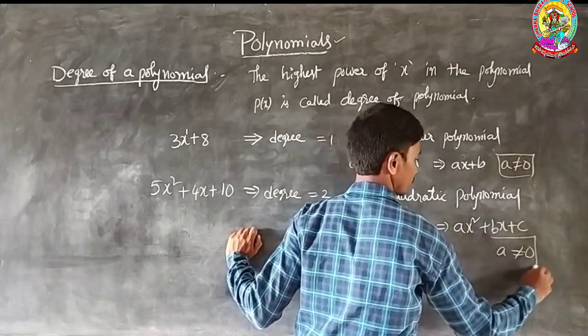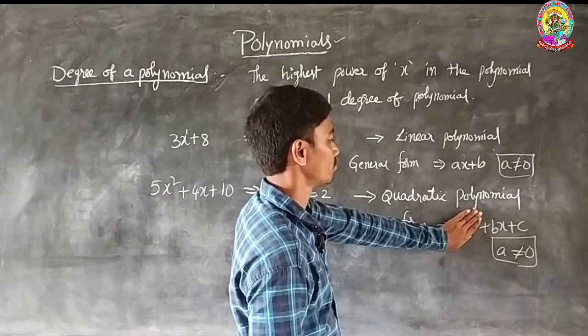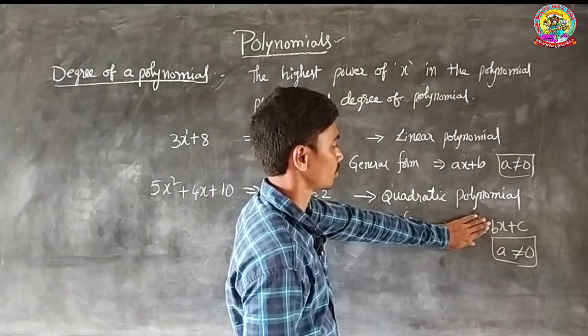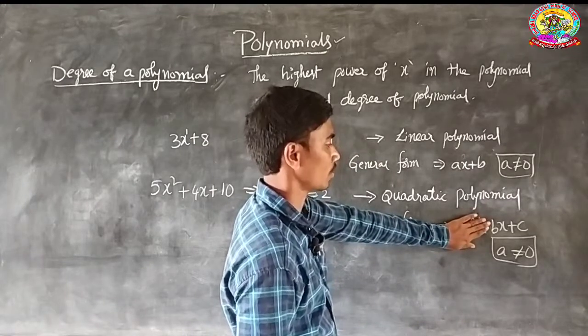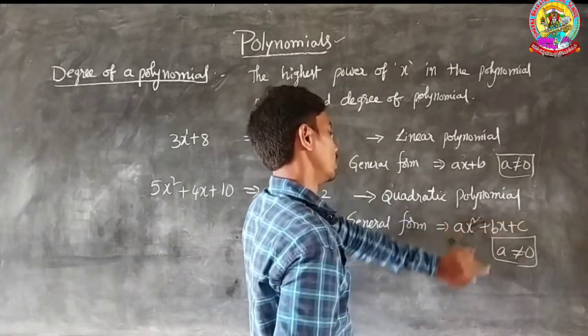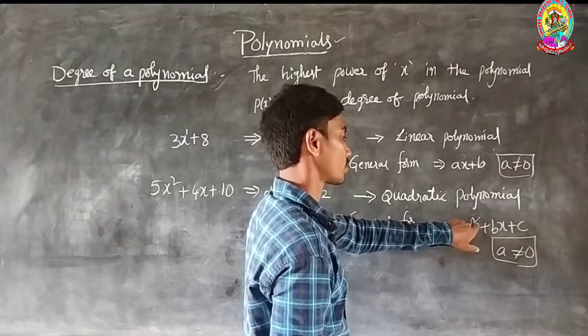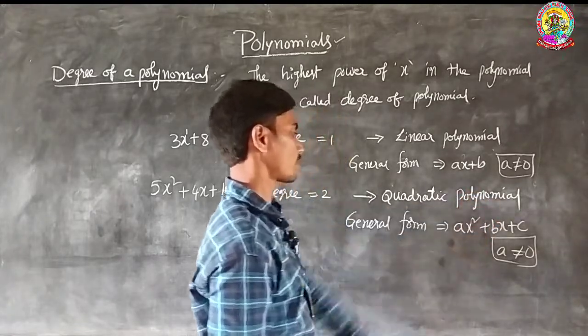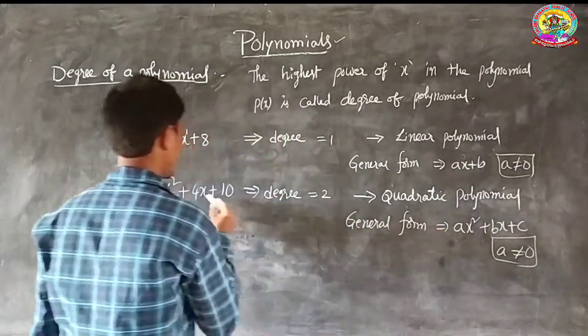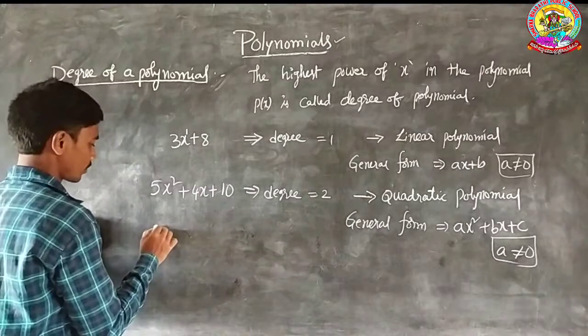If a is equal to 0, what will happen? ax square becomes 0. Then the expression becomes bx plus c only. That is a linear expression because the highest power is 1 only. If a is not equal to 0, the highest power term is x square, so the highest power is 2, and then it is called the general form of the quadratic polynomial.